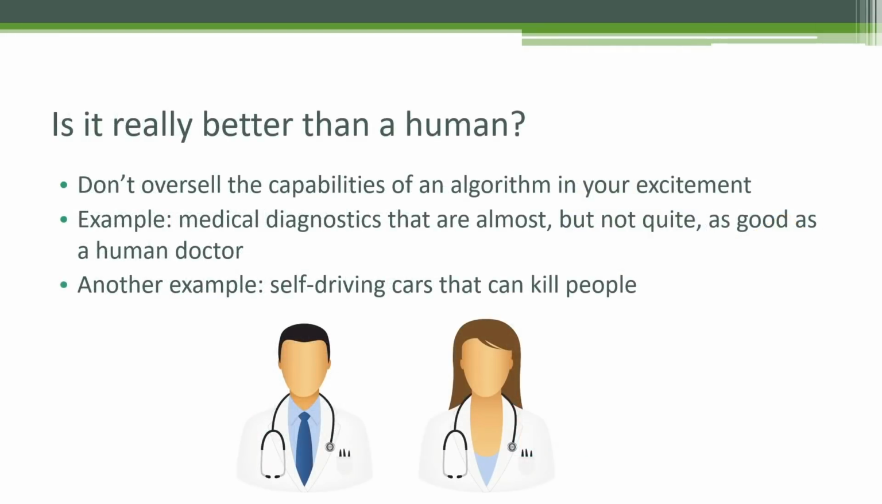Another thing to consider is, is the system you just built really better than a human? So if you're building a deep learning system that the people in your sales department or your management or your investors really want to sell as something that can replace jobs and save companies money, you need to think about whether the system you're selling really is as good as a human, and if it's not, what are the consequences of that?